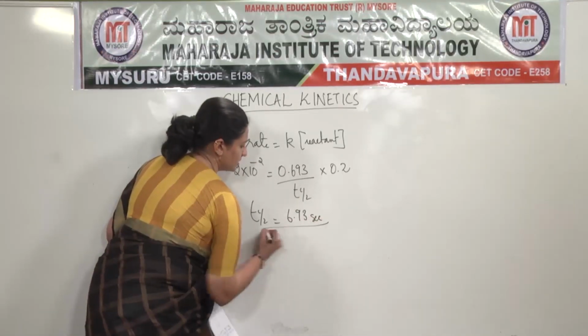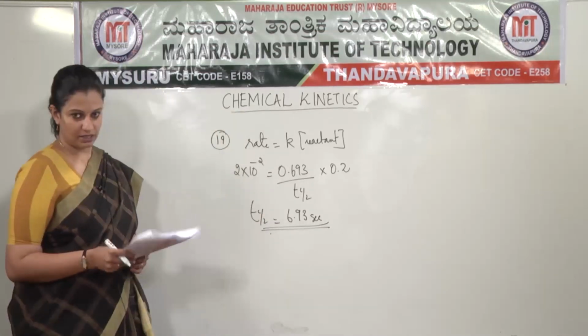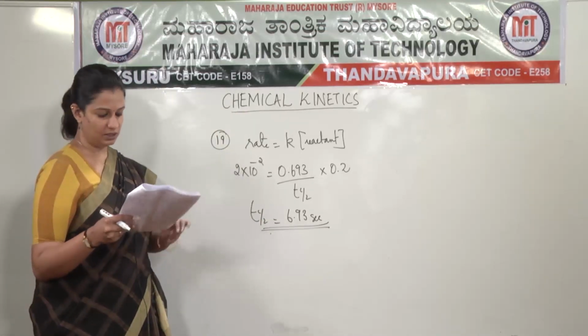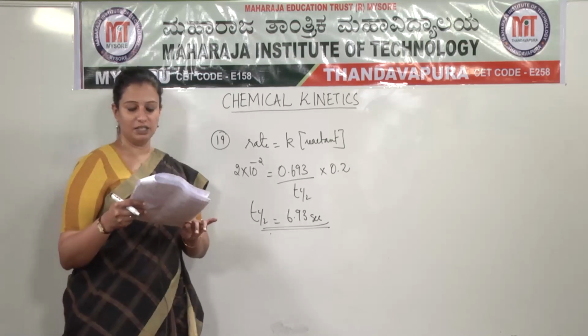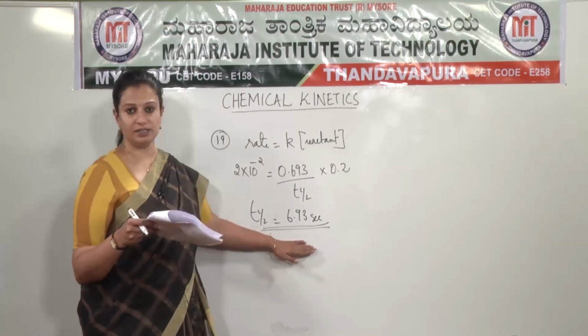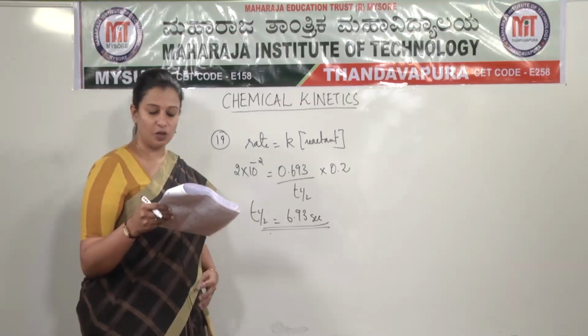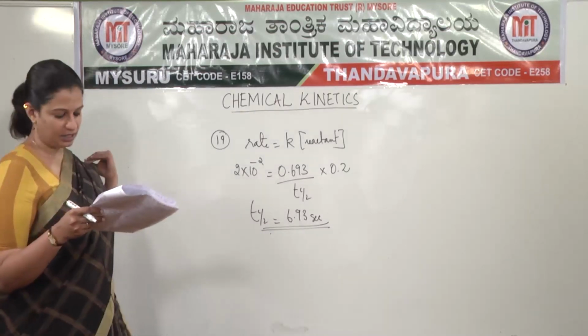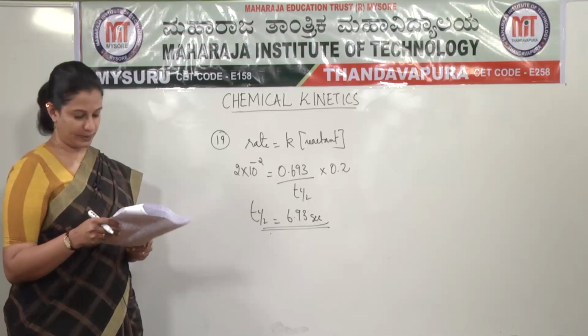Now will you get the answer directly in seconds? How do you check that? Look at the unit of rate. The unit of rate is mole liter inverse second inverse. So the answer would directly be in seconds itself. So you get the answer option D. Now moving on, 20th question.